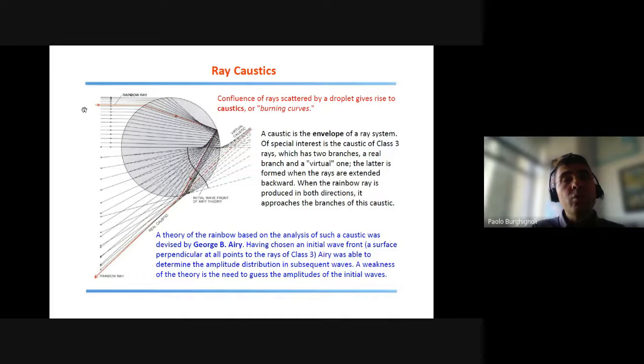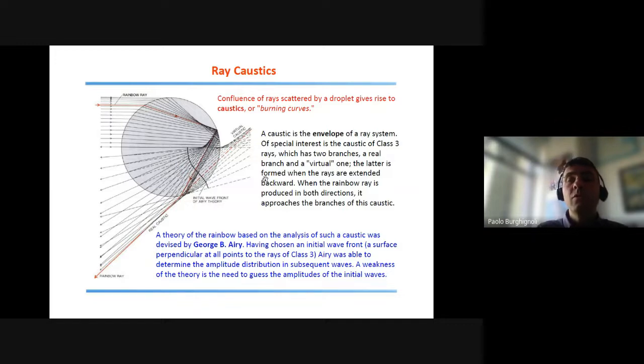Here is a representation of what happens if you vary the impact parameter. Here you can see a single ray in red, along with a family of parallel rays that impinge on the sphere. And if you follow the refraction and reflection of these rays inside the droplet, you will find that there is the formation of caustics. And as we saw in one of the first lessons of this course, in the vicinity of the caustics, the ray optical field diverges, and in practice, the actual optical field has a local maximum of its intensity.